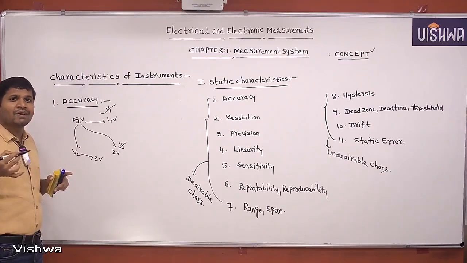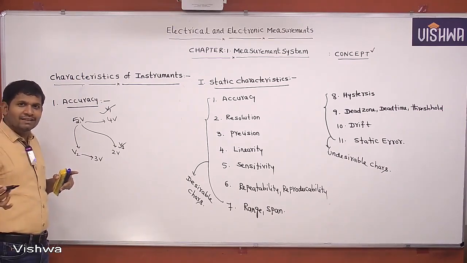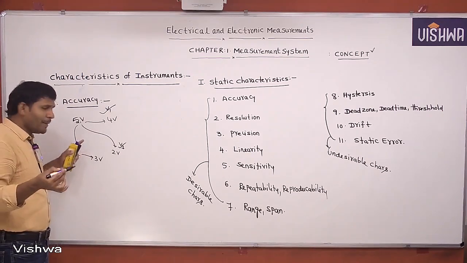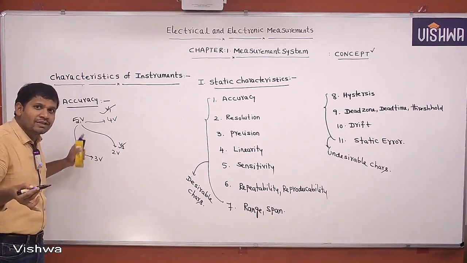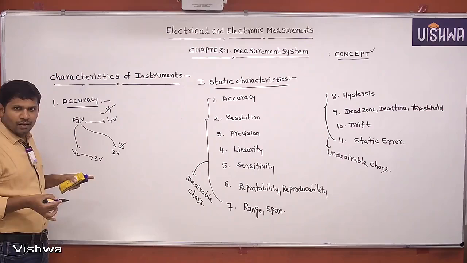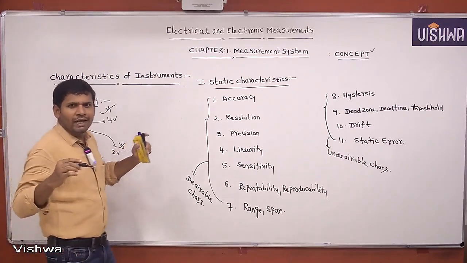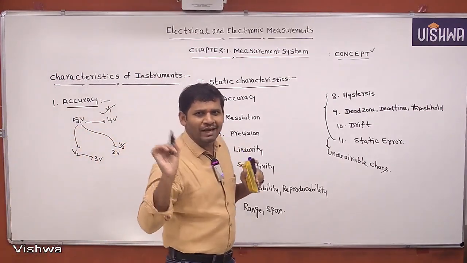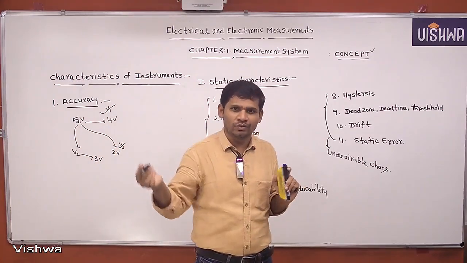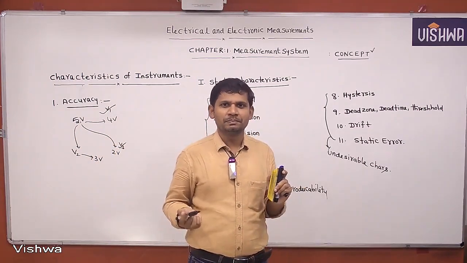The expected value is nothing but the value to be measured. Yes, the expected value is nothing but a true value. For example, I am measuring 10 volts. The 10 volts is not a measured value. 10 volts is the true value or expected value.